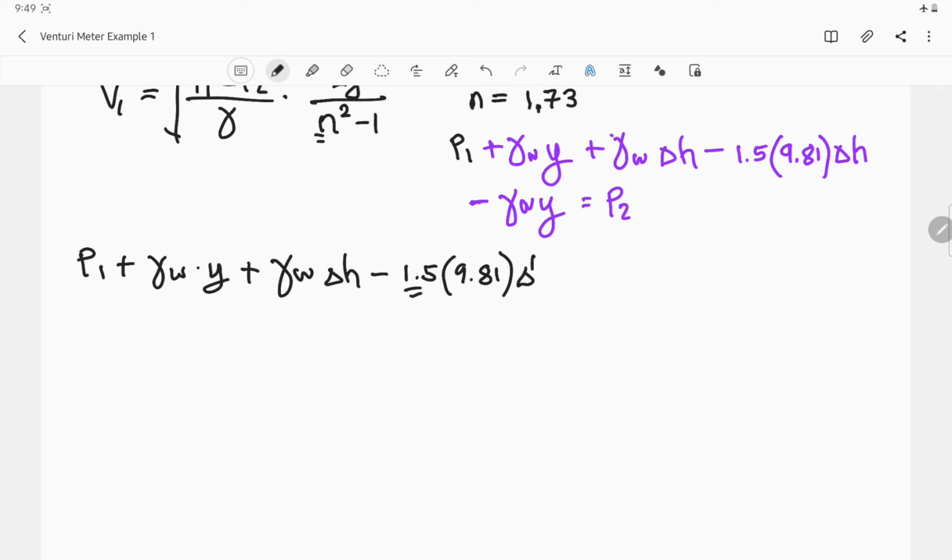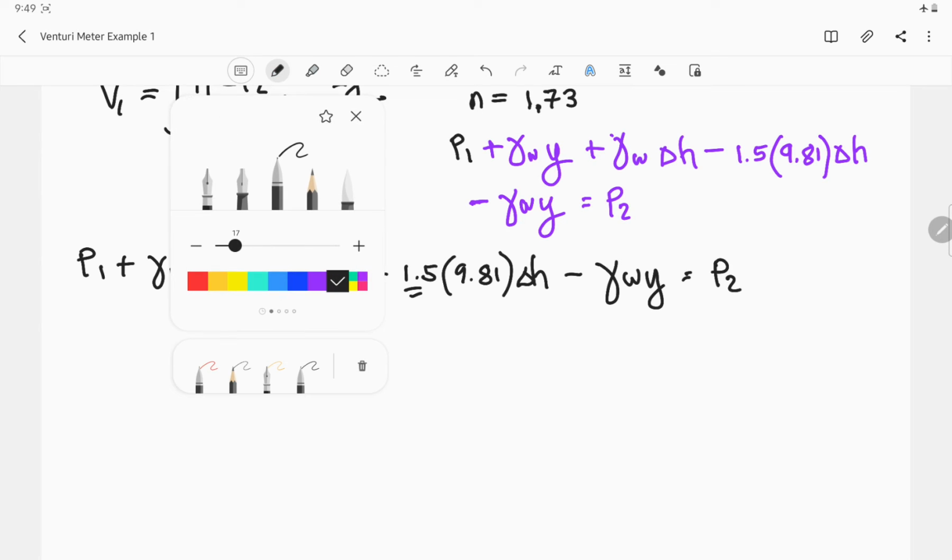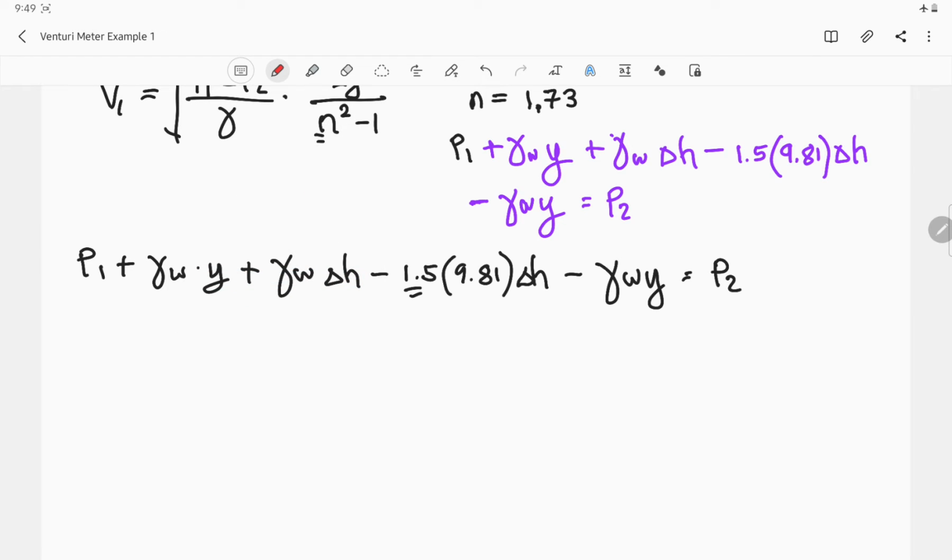Times delta H minus gamma of water times y P2. So in this equation, we can cancel out gamma of water. Plus and this one is minus, so we can cancel out the two with each other.